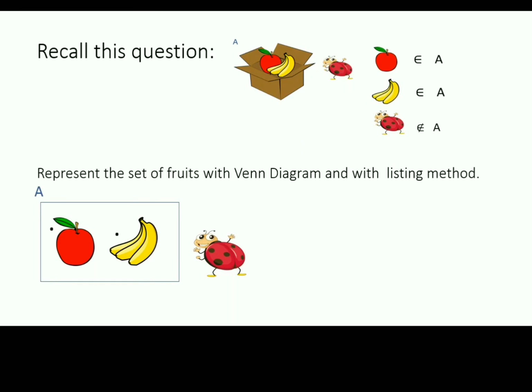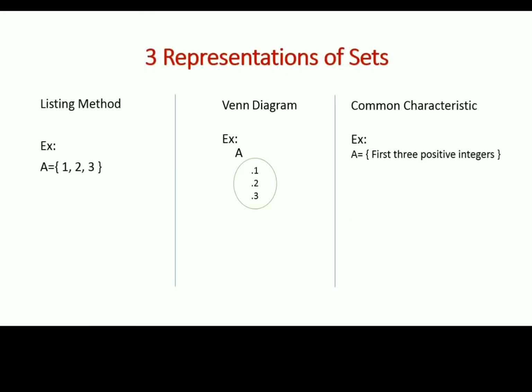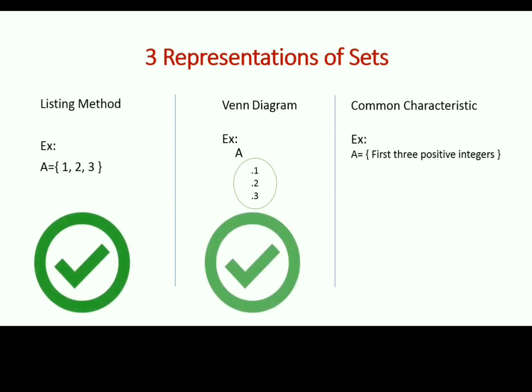Okay, let's represent with the listing method. Let's write the set's name, then put an equal sign, then open the brace, then place elements by separating them with comma, and finally close the brace. That's it. Until now, we have completed these two methods of representation of the elements, listing method and Venn diagram.